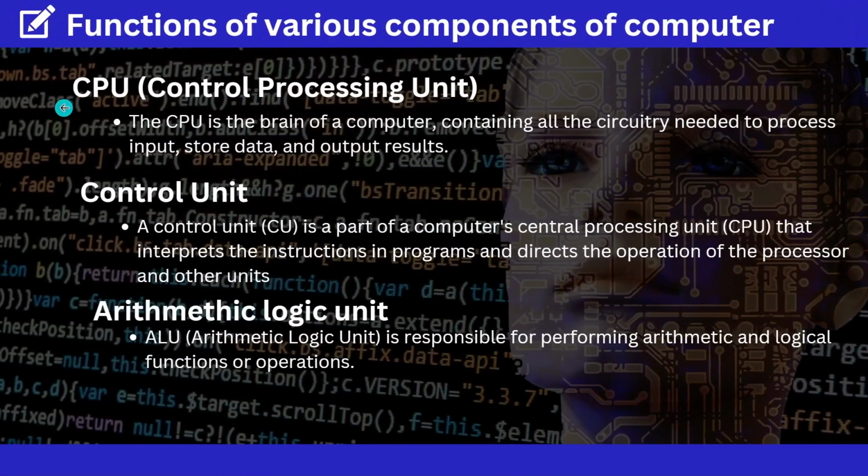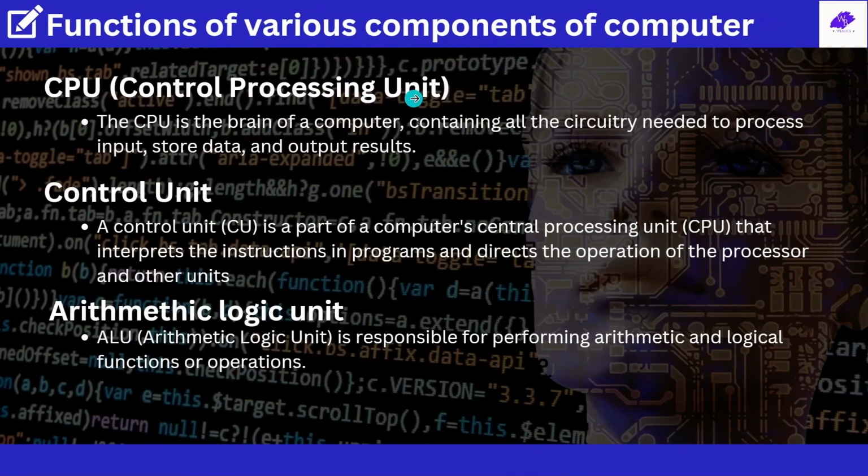So first, the CPU, which is known as the central processing unit. The CPU is the brain of a computer containing all the circuitry needed to process input, store data, and output results. So the CPU contains all the parts that are needed to process the input of data, storage of data, and corresponding output of data. Next, the control unit, which is also a part of the CPU.